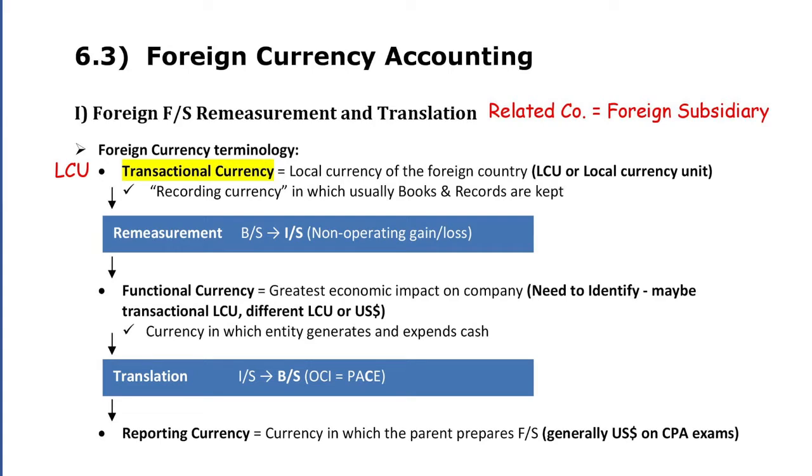Then we have highlight functional currency. Now this is the currency which has the greatest economic impact on the foreign subsidiary. So it could be a local currency unit or US dollar. And then we have highlight reporting currency. This is the currency in which the parent prepares its financial statements. Generally on the CPA exams, it's US dollar.